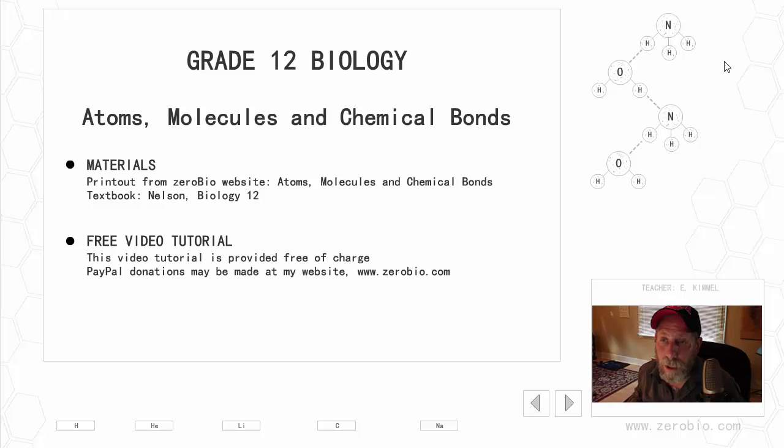Hey everybody, this is my video tutorial for grade 12 biology students at the beginning of the year starting to study the biochemistry strand. One of the first things that you're going to be doing is reviewing some grade 10/grade 11 chemistry concepts. And I've got a topic here which is called atoms, molecules, and chemical bonds.